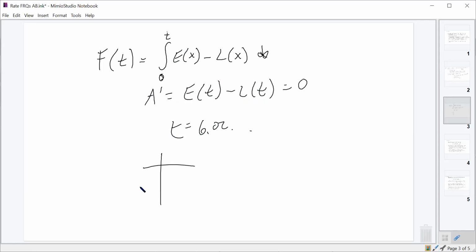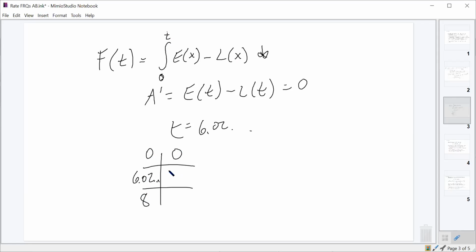And then the other thing you could do, basically that's the same up to this point, but you could just check each of these values, the endpoints and any of your critical values if you didn't feel like making the sign chart. And you could plug in the values. Like if you plug in 0 into this integral, 0 to 0 of E of x minus L of x, well, you get 0 fish. If you plug in 6.02, you get some number of fish. And if you plug in 8 into this integral, you're going to get some other number of fish.